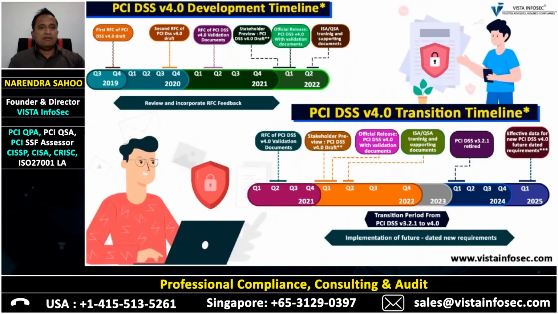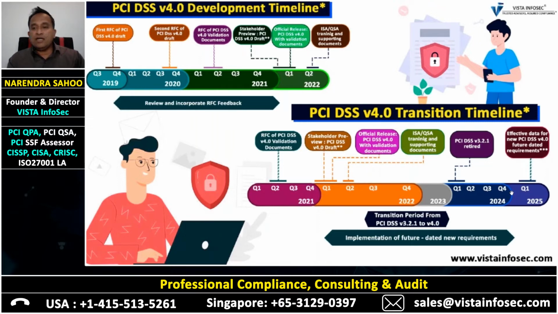All right. And again, the development timeline is like this. As you can see, the RFC was given in the second quarter of 2021. Stakeholder reviews happened. We were very much a part of it. Then the official release happened in the second quarter of 2022. And then the QSA training started immediately around the end of last year. And the transition training is still happening. PCI 3.1 is retired by the first quarter, that is March 31st, 2024.